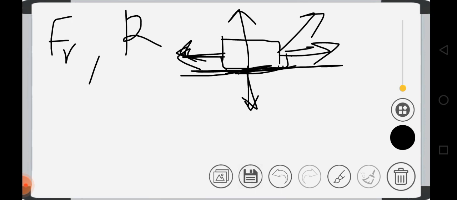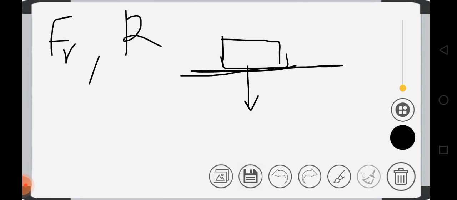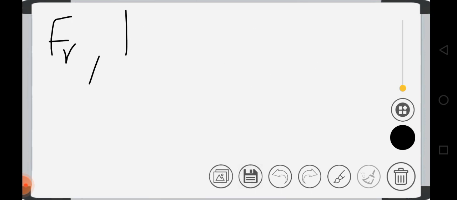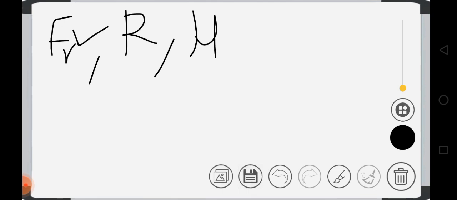So I've mentioned two things: the frictional force and the normal reaction. Then there's another very important thing, and it is called mu. We call it the coefficient of friction. So these are the three things we use mostly in this topic: the frictional force, the normal reaction, and the coefficient of friction.